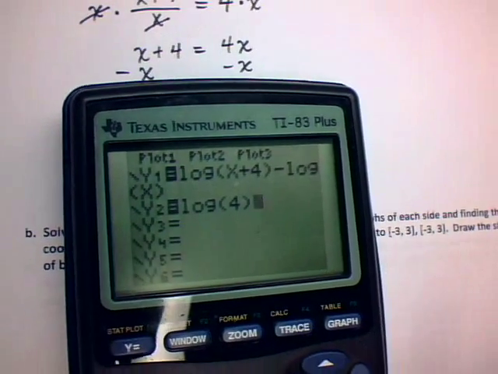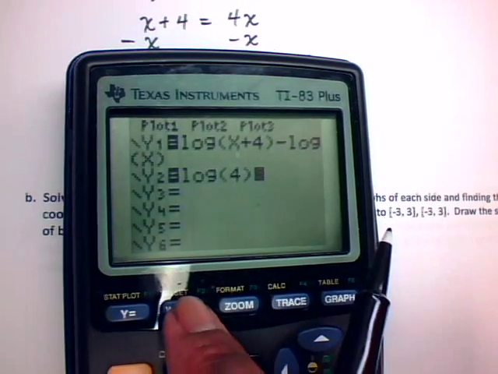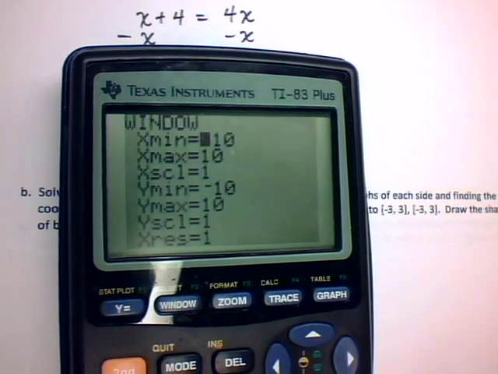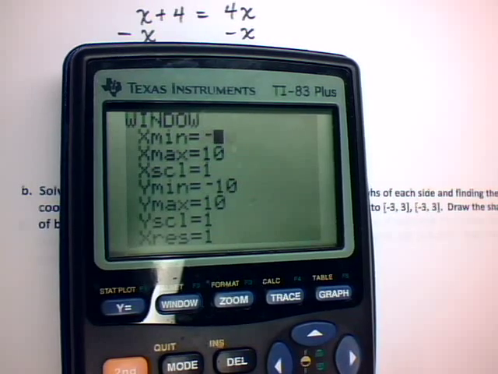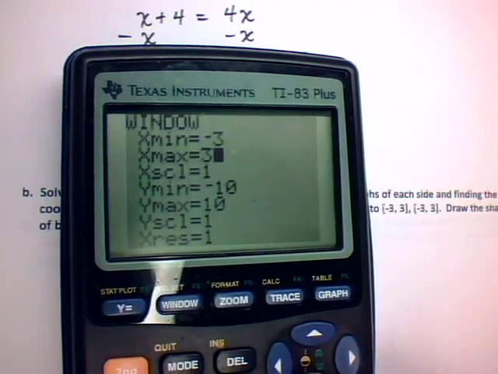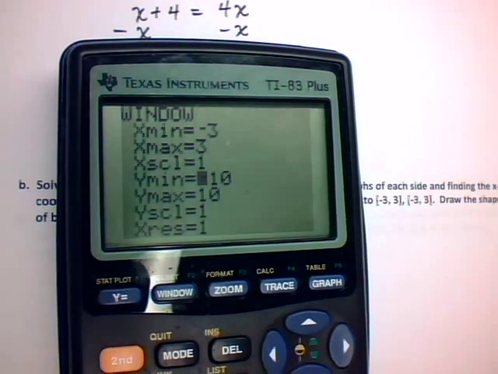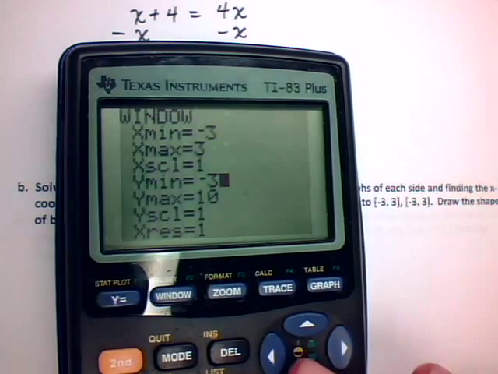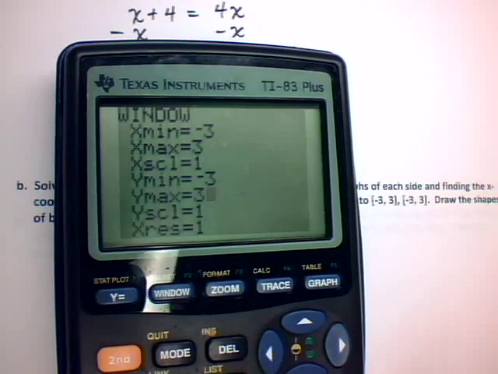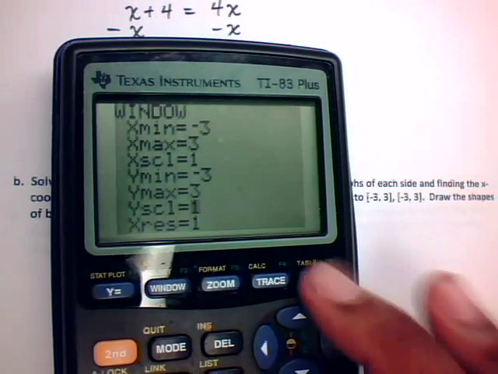Okay, now we're going to change the window here. So let's press the window button next to the y equal. My x-min is going to be -3. X max is going to be positive 3. I'm going to let X scale remain as 1. Then for Y min, that's negative 3. Y max is 3. Y scale will remain as 1. Press the graph key.